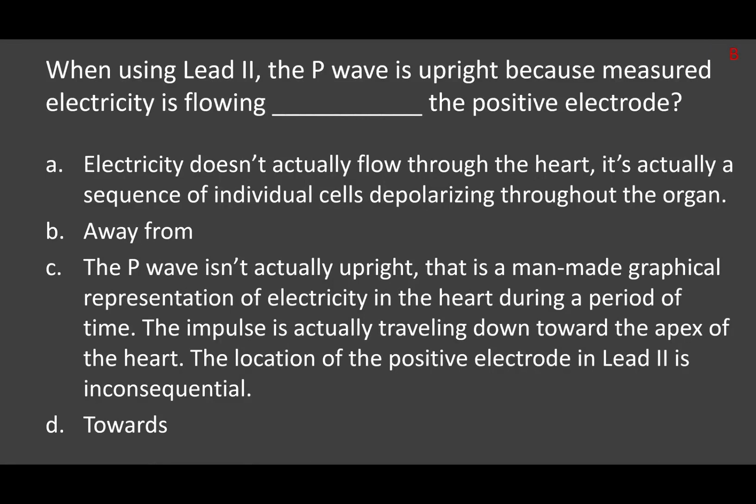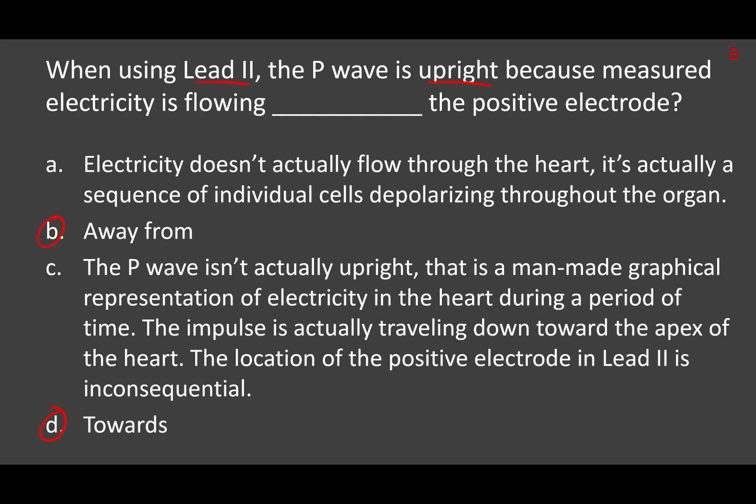When using lead 2, the P wave is upright because measured electricity is flowing towards the positive electrode. And if you look back to some of the slides, it's pretty straightforward. We're essentially talking about, is it traveling away from or towards the positive electrode? Quite simply, it's traveling towards it.